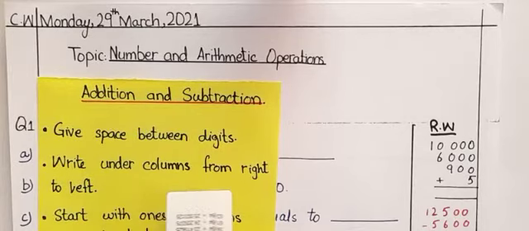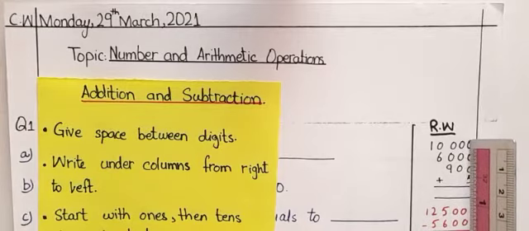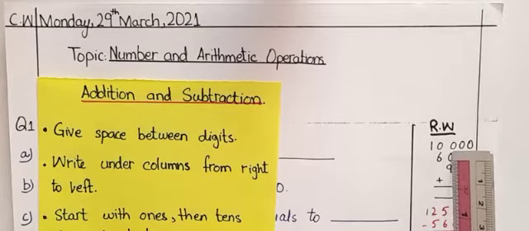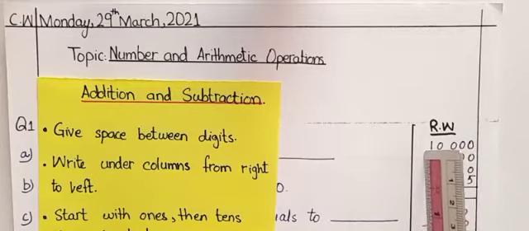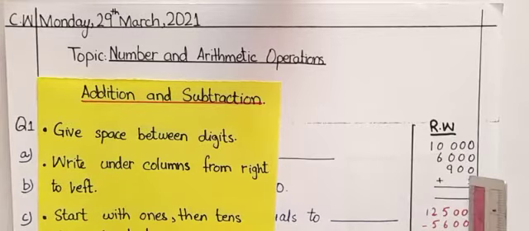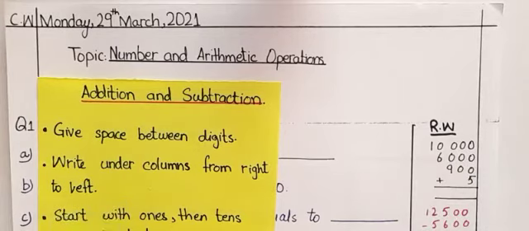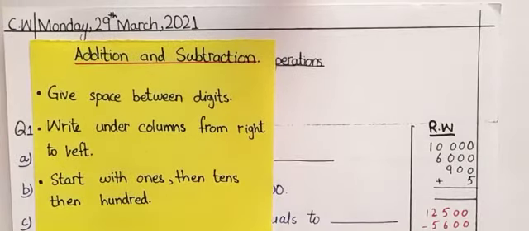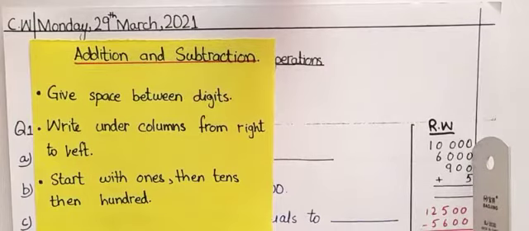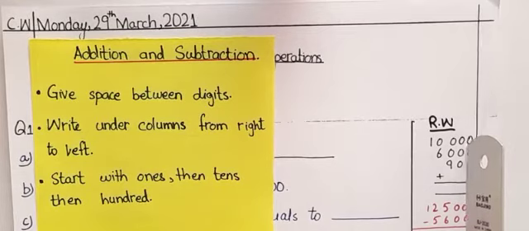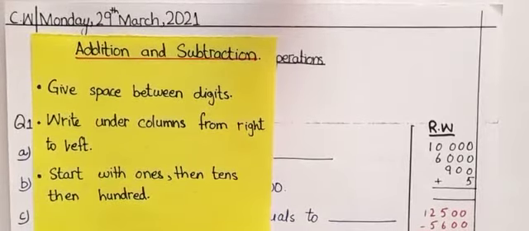Write under column from right to left. Here you can see I have written 0 under 0, 0 under 0, 0 under 0, 6 under 0, and there is nothing under 1. So I have started from the right hand side and ended on the left hand side. This is our second rule. Our third rule is, boys, start with ones, then tens, then hundreds. Even if we are doing addition or subtraction, we have to start from here, then here, then we will move toward the left hand side.